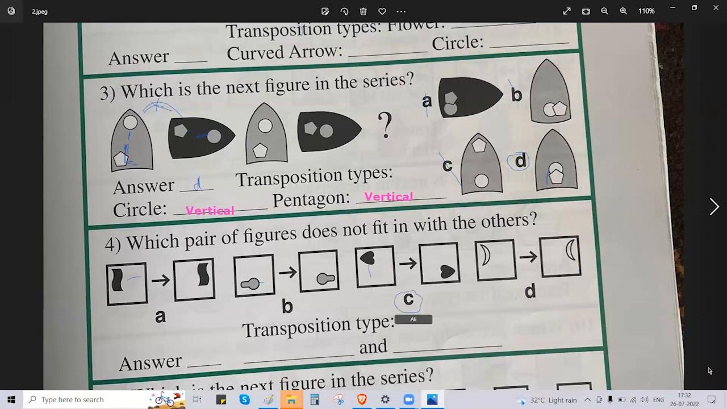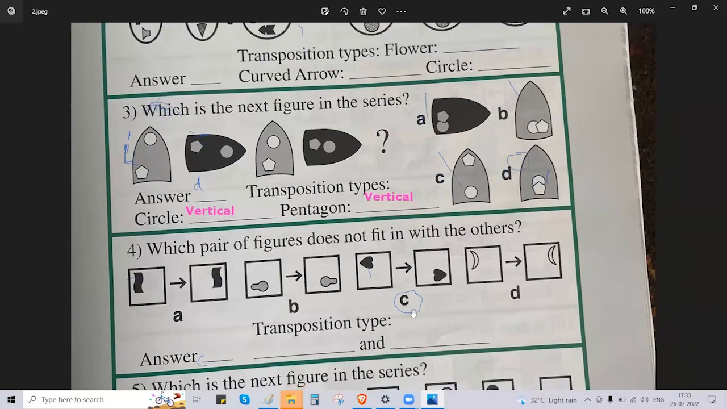Exactly. Why is that? Because all the other shapes only do one horizontal flip, but with C, first it does a vertical flip down, and then it does a horizontal flip. So the transposition type is vertical and horizontal. Exactly, that is right. So that was a good explanation.